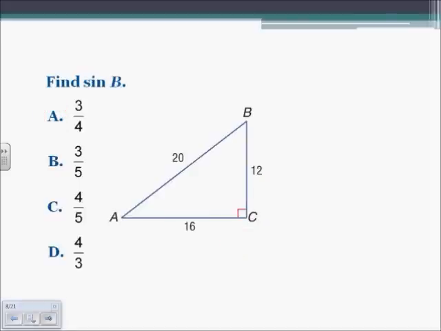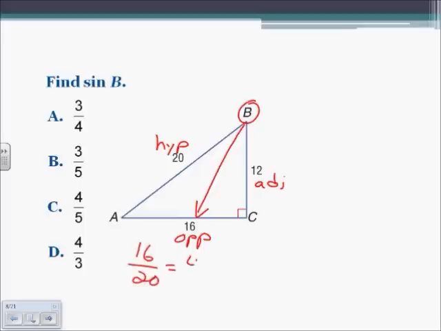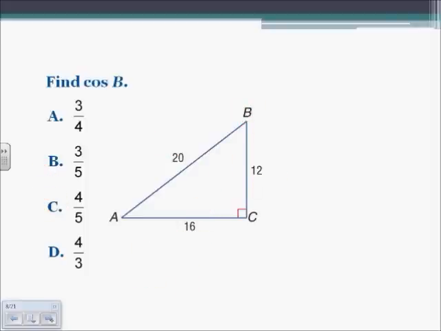Sine of B. Now we're switching angles here. At the top we have B. Across from B will be the opposite side, and then we will have 12 as the adjacent and 20 as the hypotenuse. Again, sine is opposite over hypotenuse, so therefore we'll have 16 over 20, simplifying down to 4/5. So the sine of B is 4/5, or C.